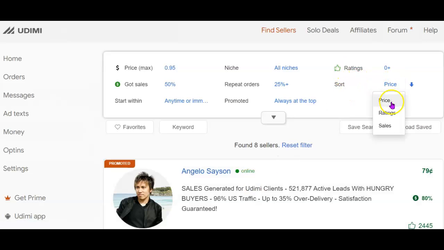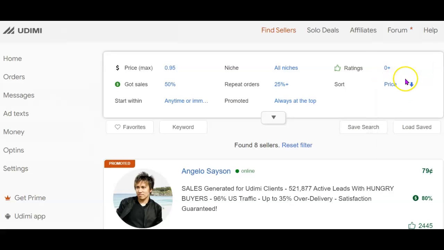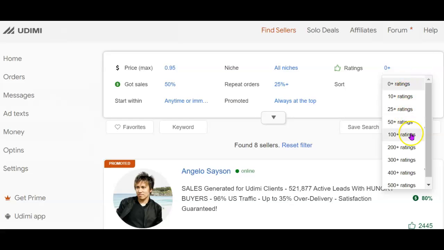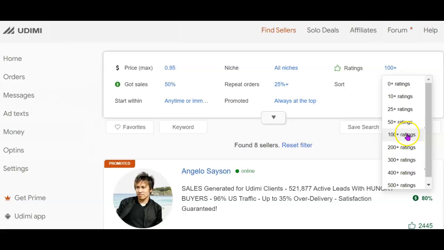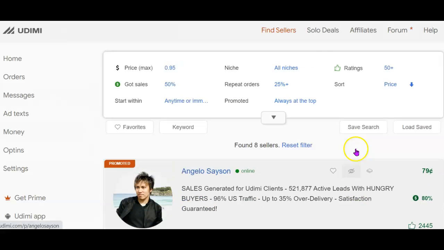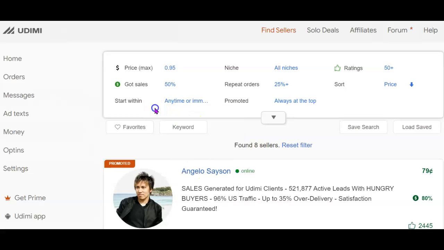So look through this. You can sort it by price, by ratings, by sales. Here you can sort by ratings. Okay, 100% ratings, which most is 100%. 50% ratings. Okay, you can sort by ratings. Promoted is always at the top. And to start within, if you want your leads to start coming in immediately or in 24 hours, in 3 days, you can set that up there. What niche you're setting it for, your leads, marketing, finance, health.